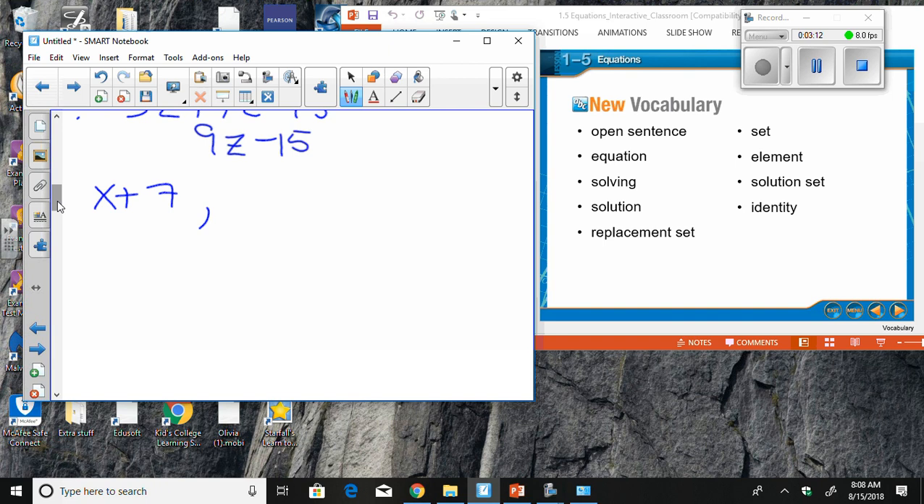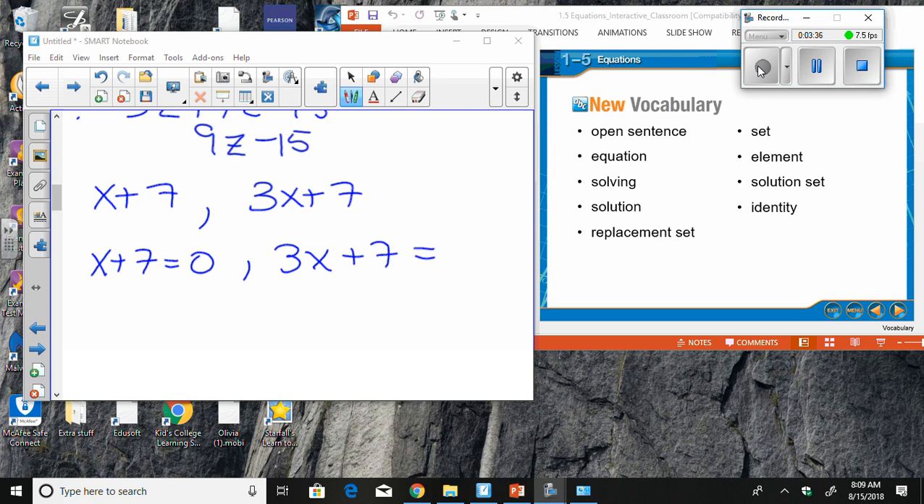x plus 7, there's an open sentence. 3x plus 7, an open sentence, or an expression. You can make those into equations really easy by making them equal to something. So x plus 7 equal to 0. Or 3x plus 7 equal to 13. So there's an equation.